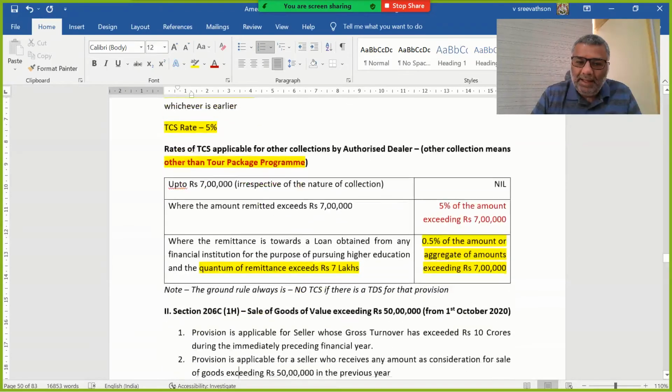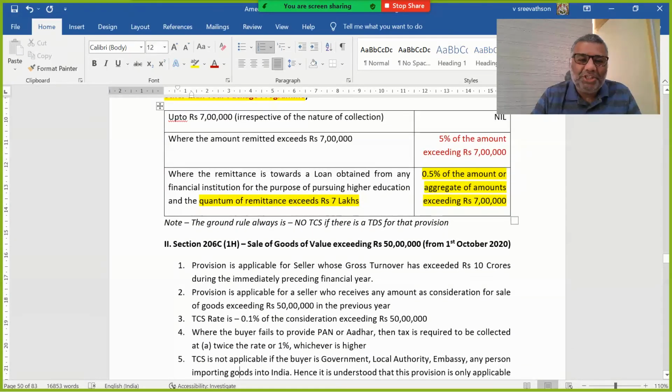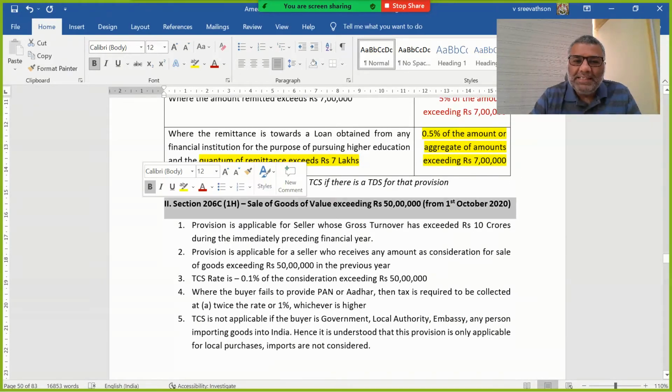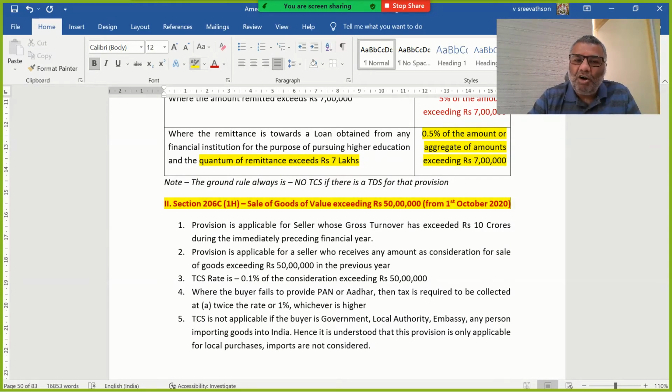Then comes the provision which shook our entire financial structure. 206C(1H), collection of TCS on sale of goods exceeding 50 lakhs. Let me be clear.